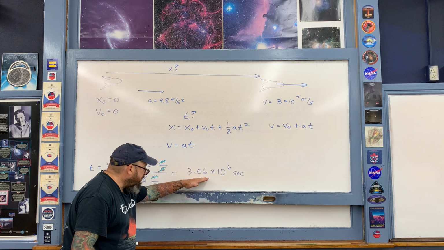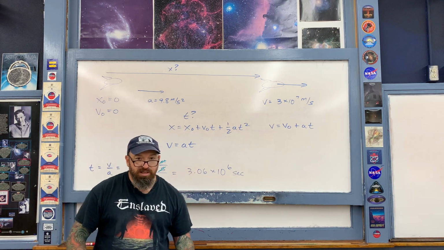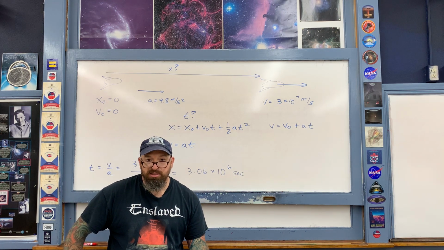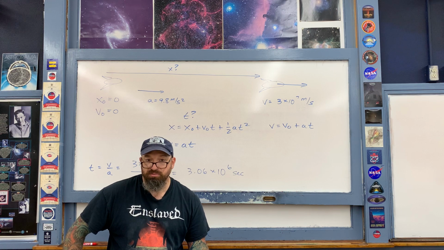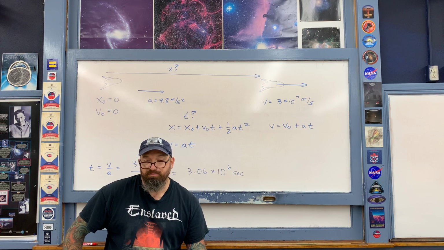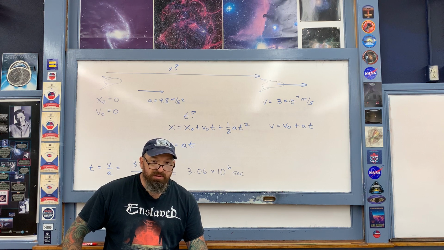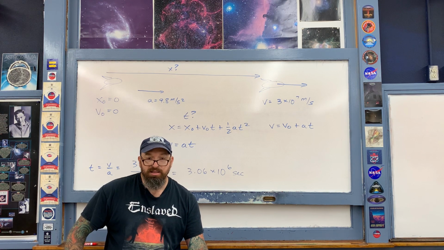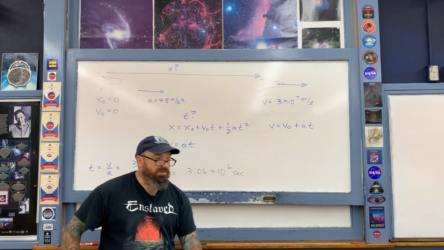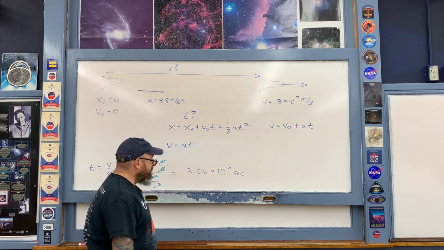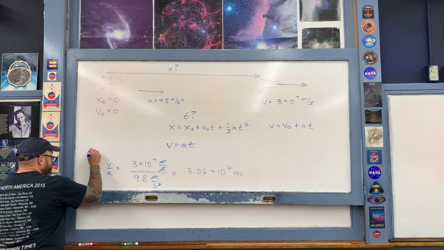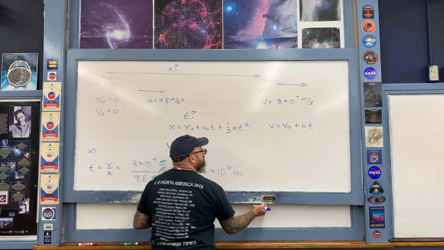Okay, now this is the time here that we've calculated in terms of seconds. 3.06 times 10 to the 6 seconds, that's 3.06 million seconds. That's a lot of time. So in part B of the problem now, it asks us to convert this time in seconds into days. That will give us a better understanding as to exactly how large this number is. So this right here was part A of the problem. Now let's go ahead and take a look at part B.